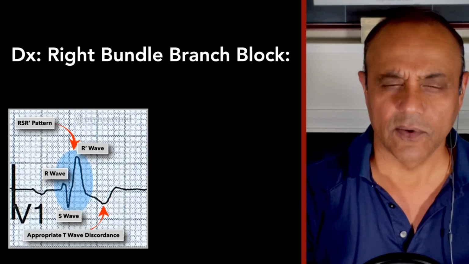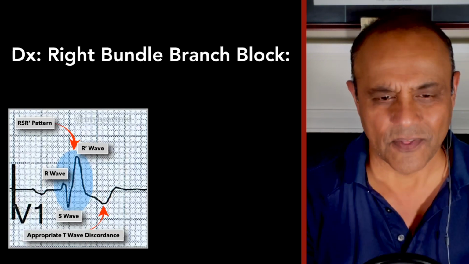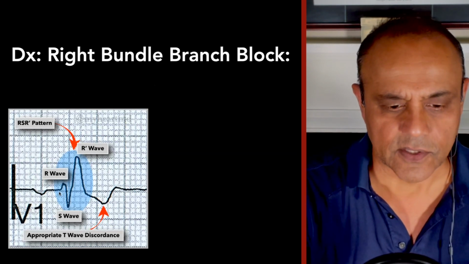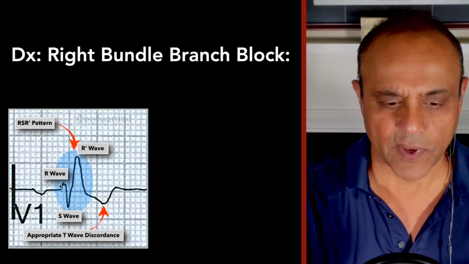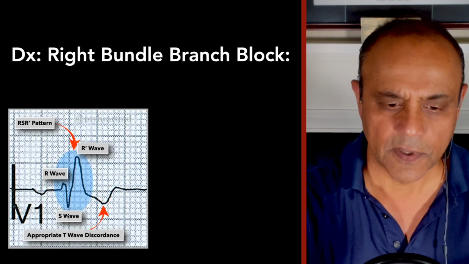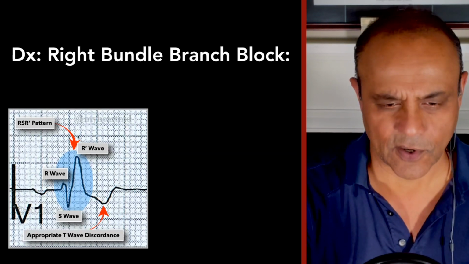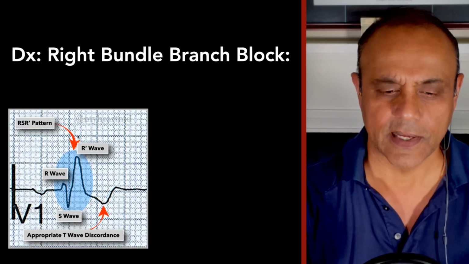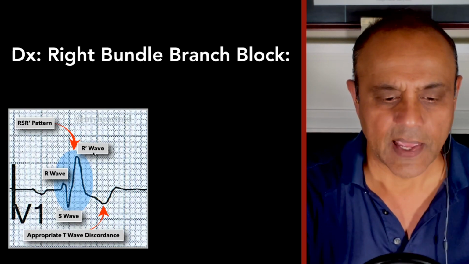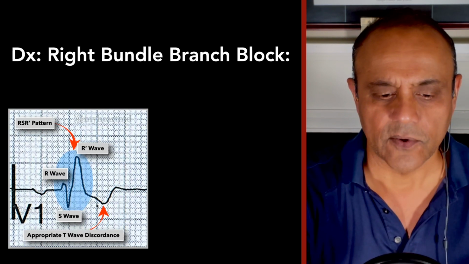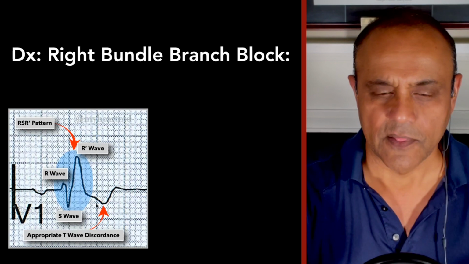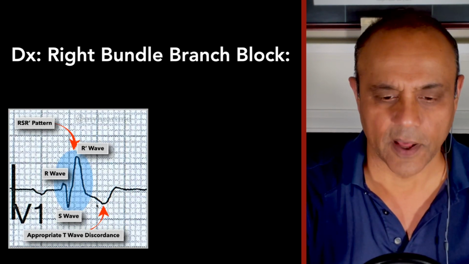Let's drill down on lead V1. That is the money lead for something like this. And if you look at it, you can see an R wave, a small R wave, followed by an S wave, and then a bigger second R wave, we call it R prime, so therefore it gets its name as an RSR prime pattern. And if you take a look down here, there's a very appropriate T wave discordance, and that is important, as we'll see later on.